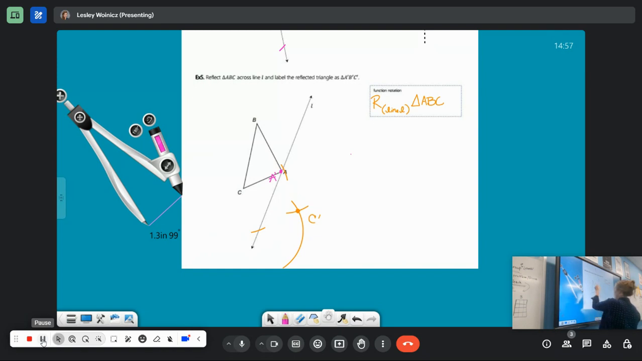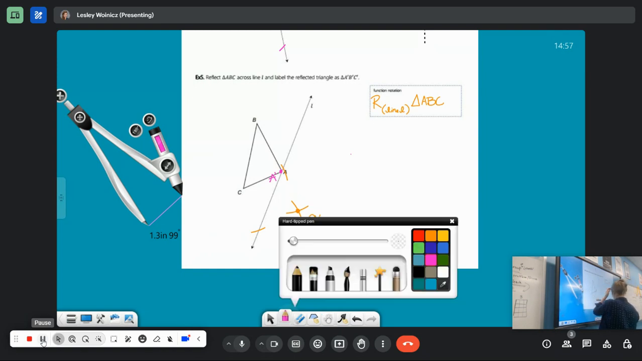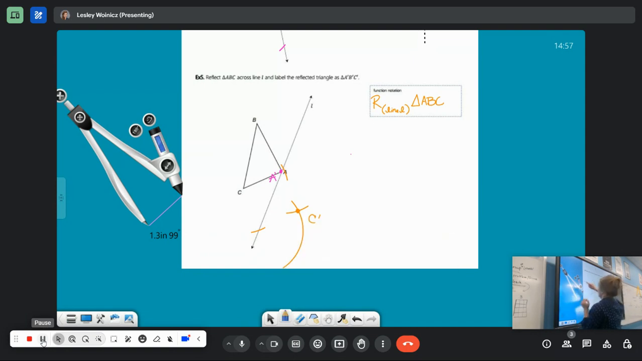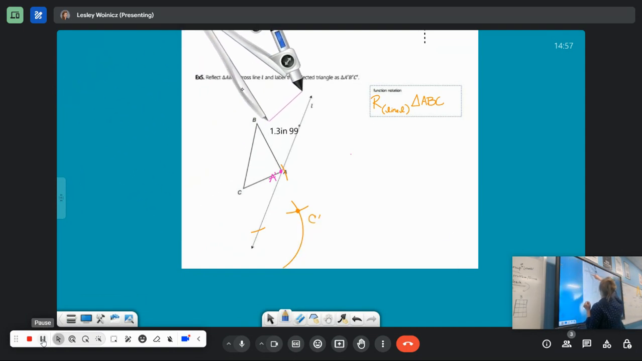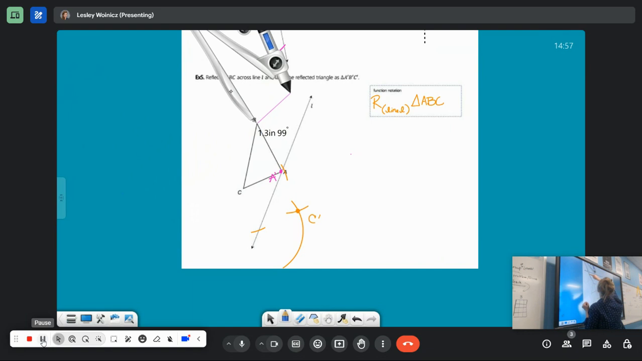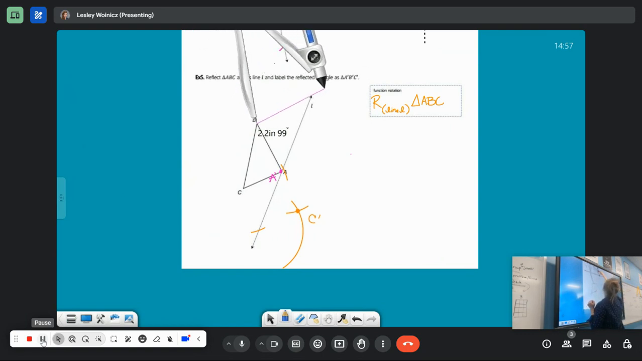All right, now we're going to have to do the process for point B. So I've got my compass. I'm going to create a segment like I did for point C, whose endpoints are equidistant from B. Okay, I don't want to be off my line L over here, so I'm going to start on this end. Arc intersecting L.